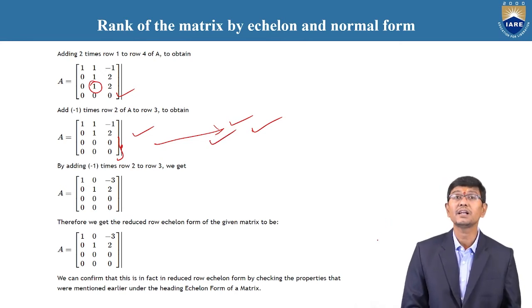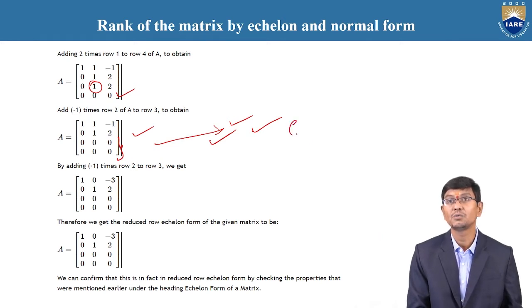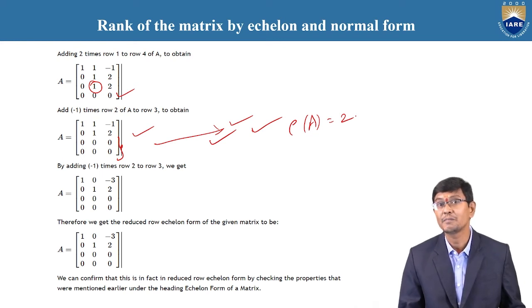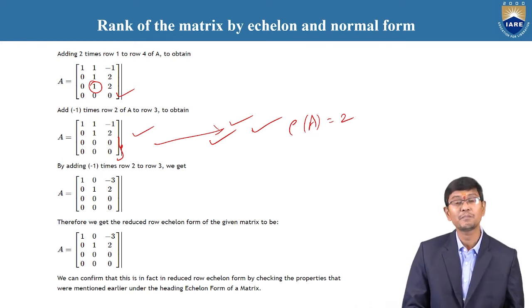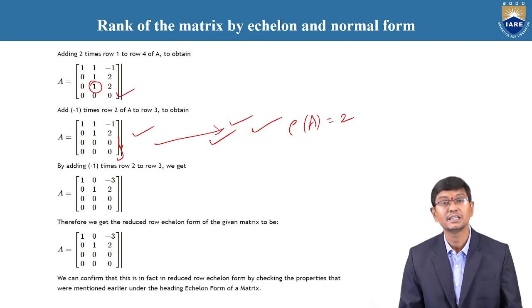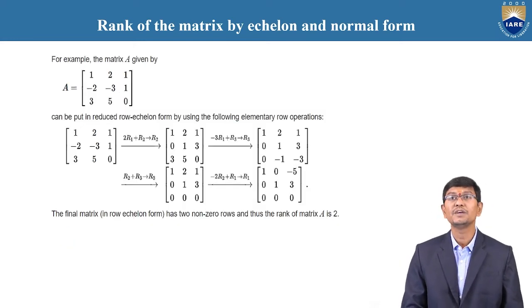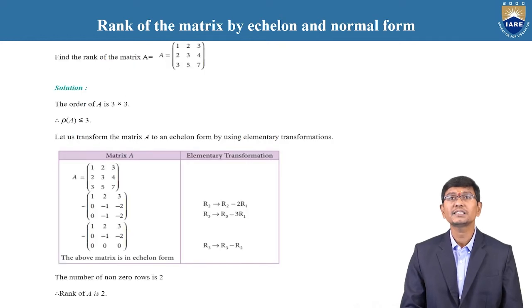If you want the rank of this matrix, it is clearly 2 only, because the number of non-zero rows is equal to the rank of a matrix. Here, the number of non-zero rows is 2 only. The rank of the matrix is clearly 2 only. Now, we need to discuss one other example.